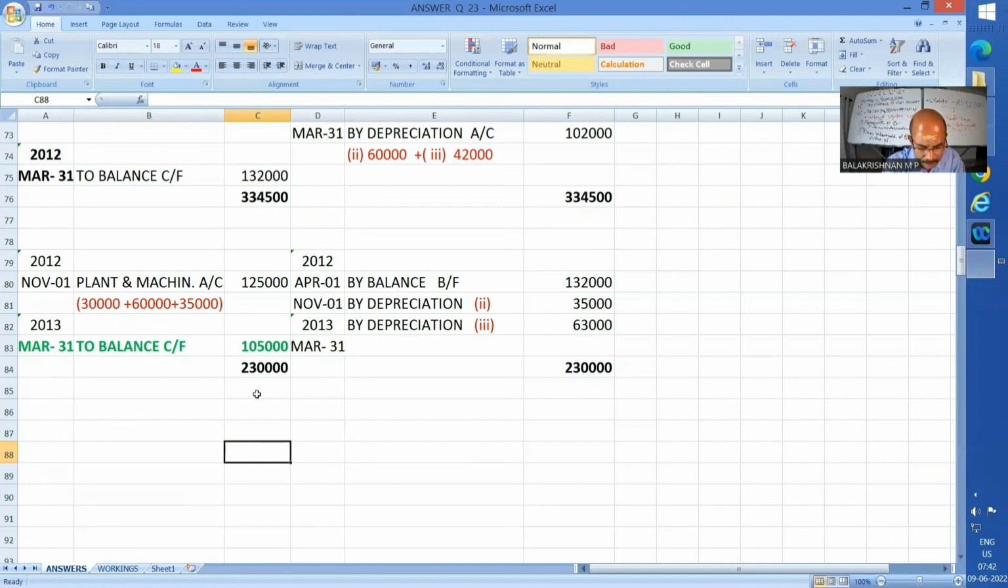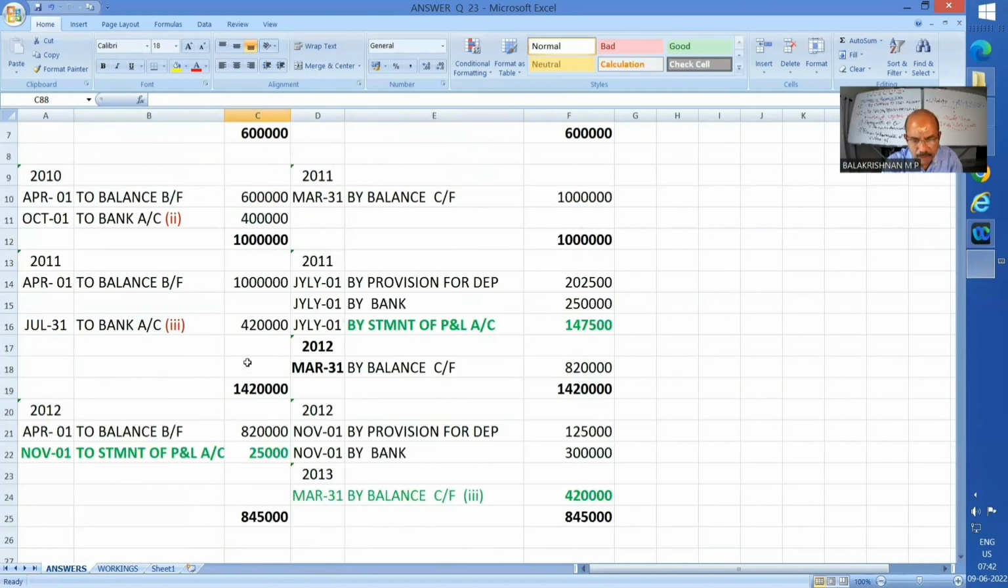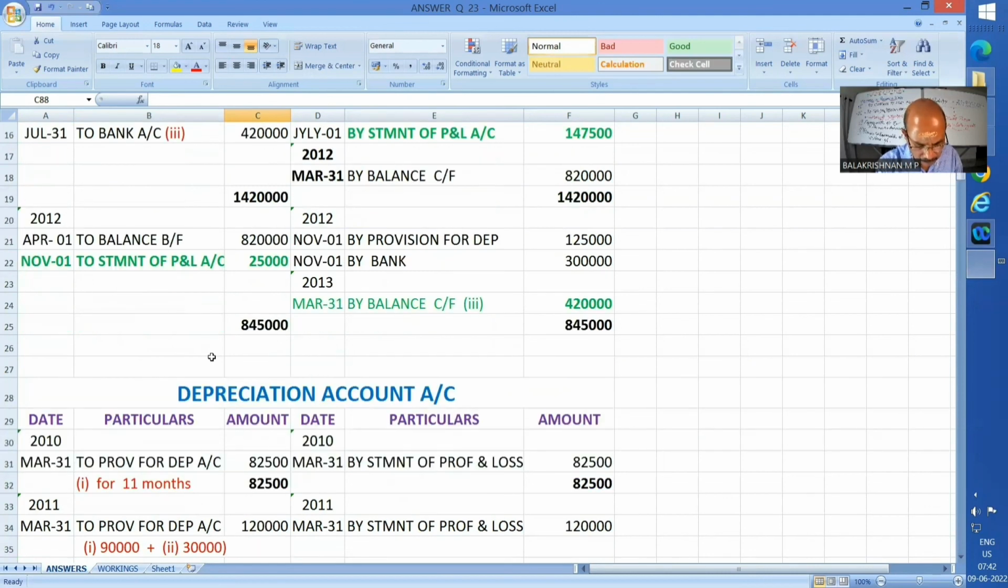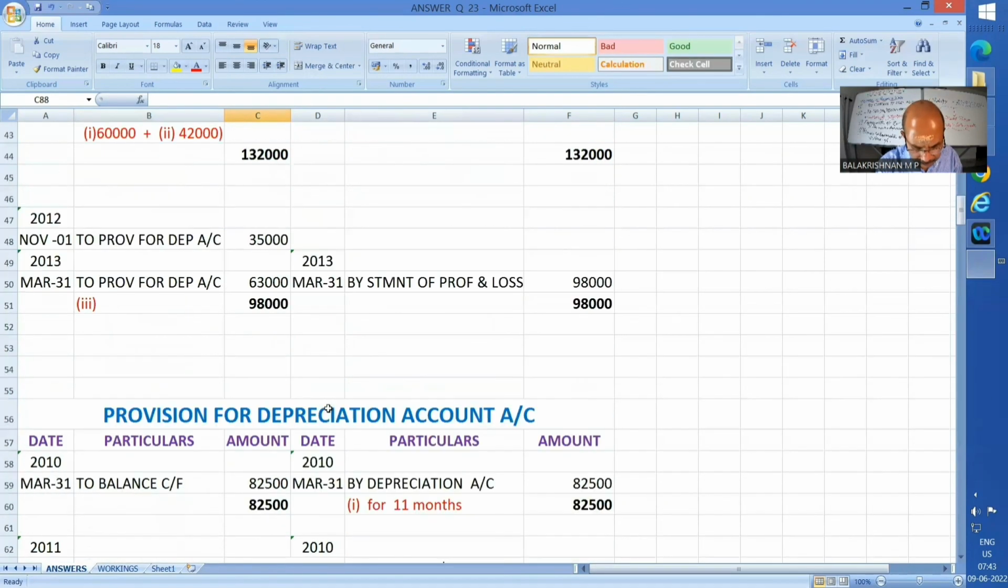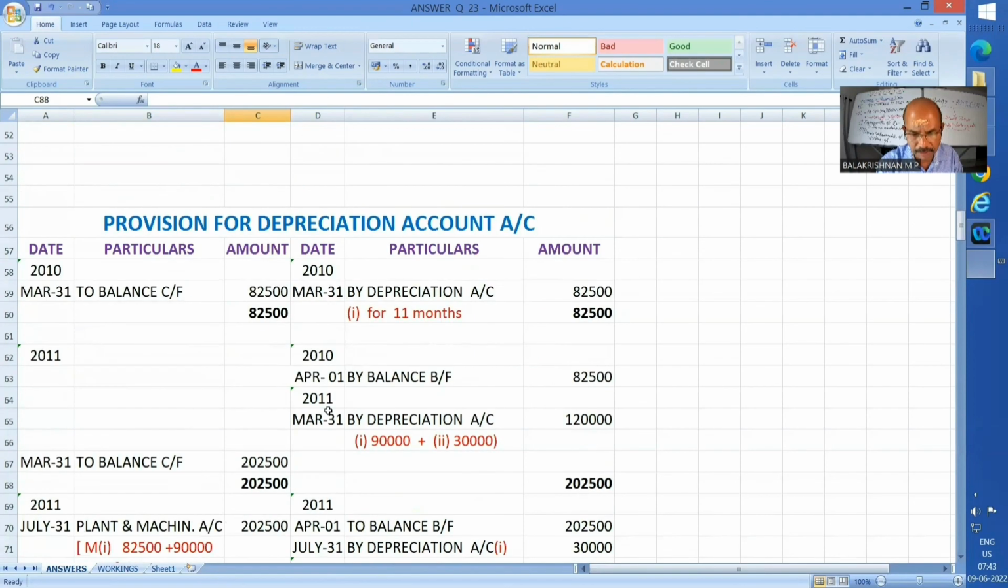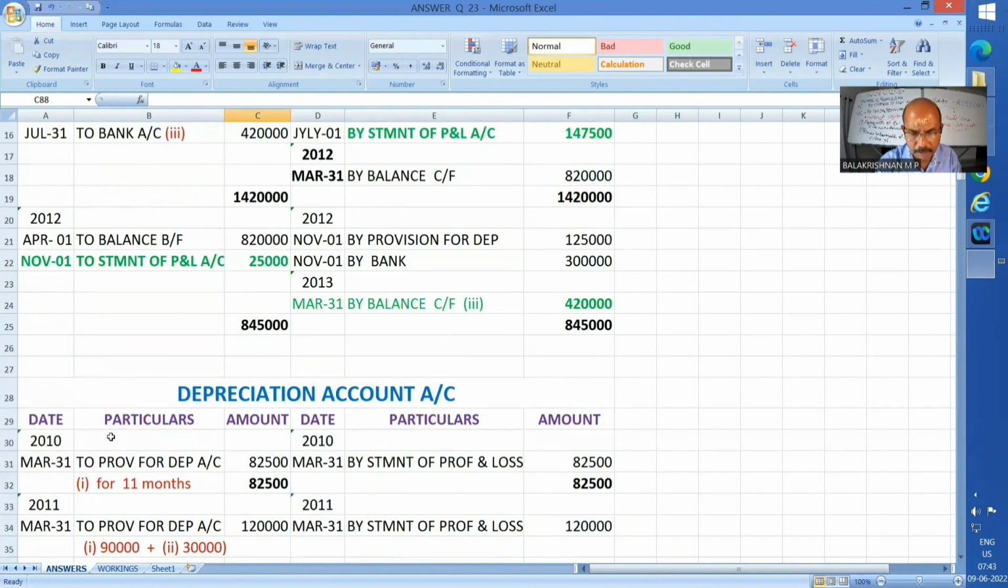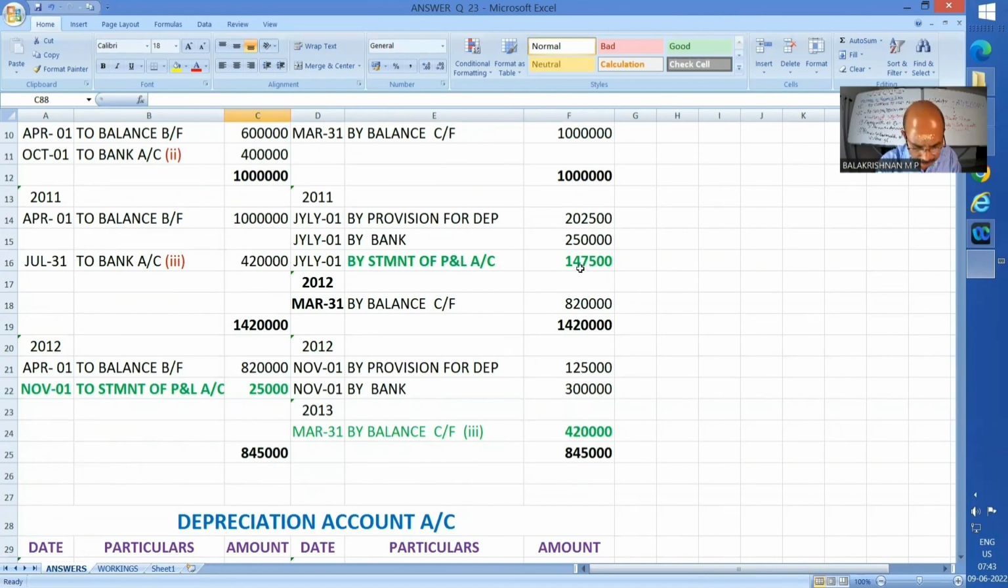Now let us check whether the author has agreed to my worked out answer. What he has first given? Balance of machinery account on 31st March is 4,20,000. Yes, it is there, 4,20,000. Next, balance of provision for depreciation account is 1,05,000. Yes, it is 1,05,000. Loss on sale of first machine 1,47,500. Go to the machine account. Yes, 1,47,500. Gain on sale of second machine 25,000. Yes, it is also confirmed.